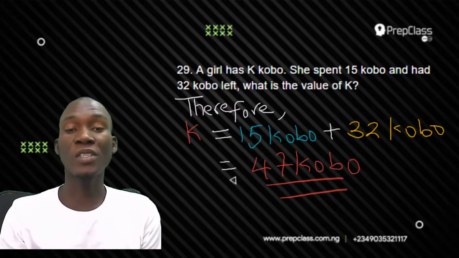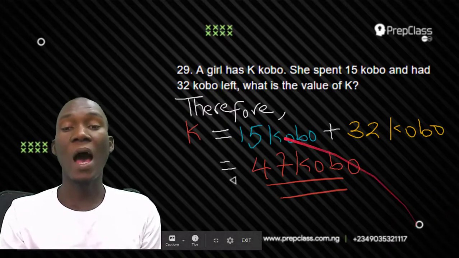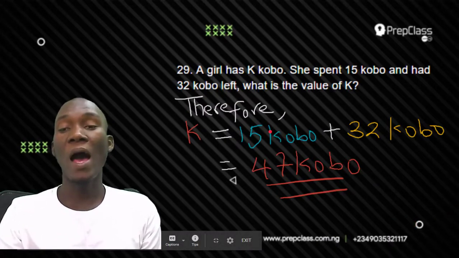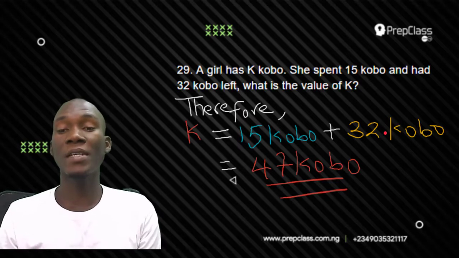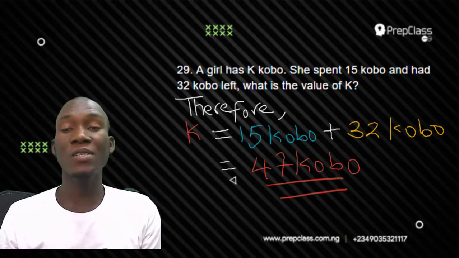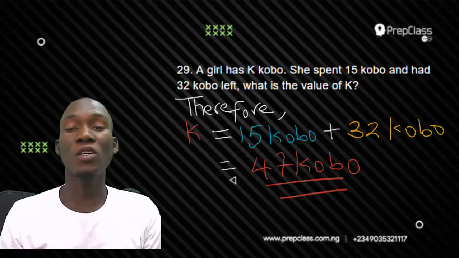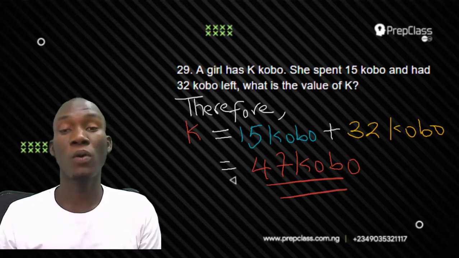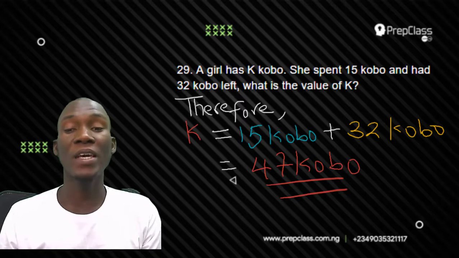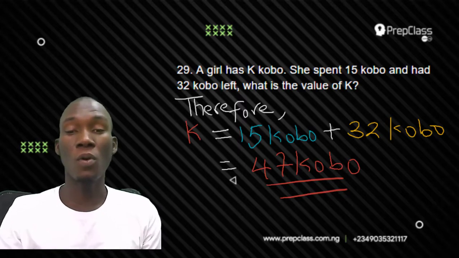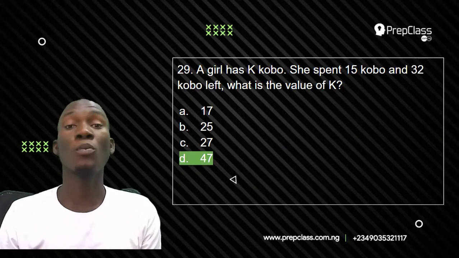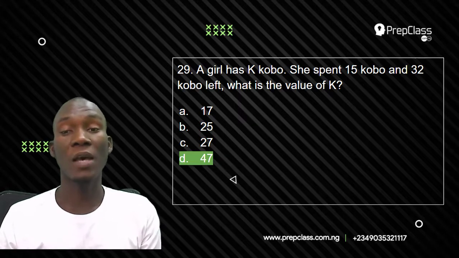So now total amount is equals to K. Amount spent is 15 kobo. Amount left is equals to 32 kobo. Now when we add these two together, we are going to get 15 kobo plus 32 kobo, giving us 47 kobo. So that means the value of K is 47 kobo, and the correct option is option D, 47.